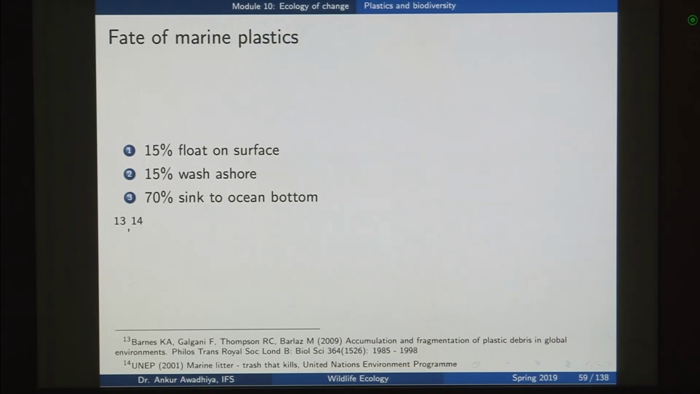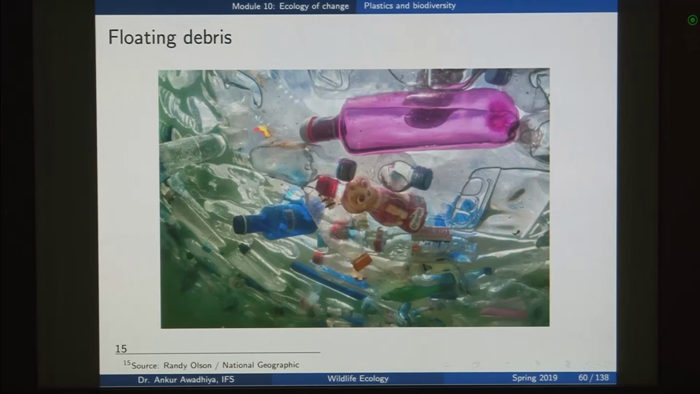So, we have 15% floating on the surface, 15% washed ashore, and 70% that is sinking to the ocean bottoms. So, how does that look? This is what plastic looks like when it is floating on the surface.